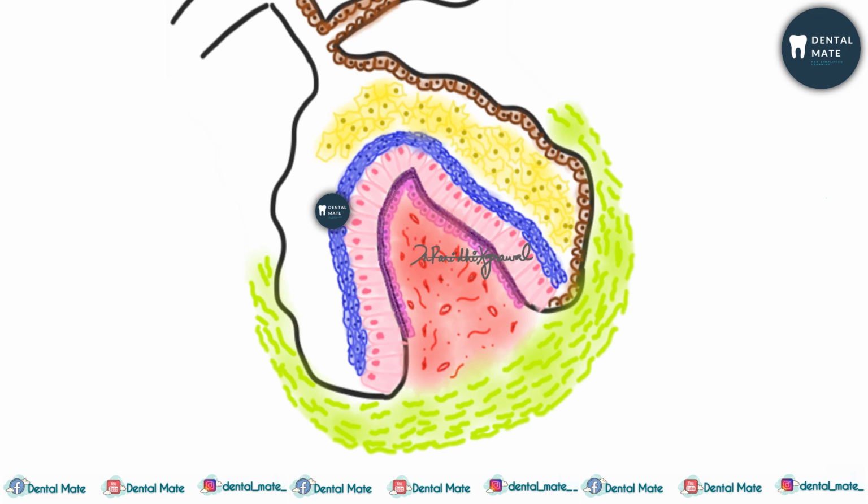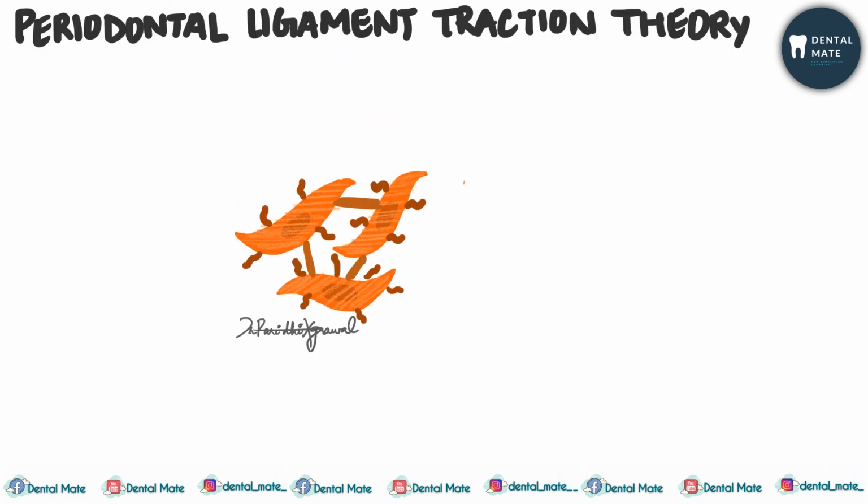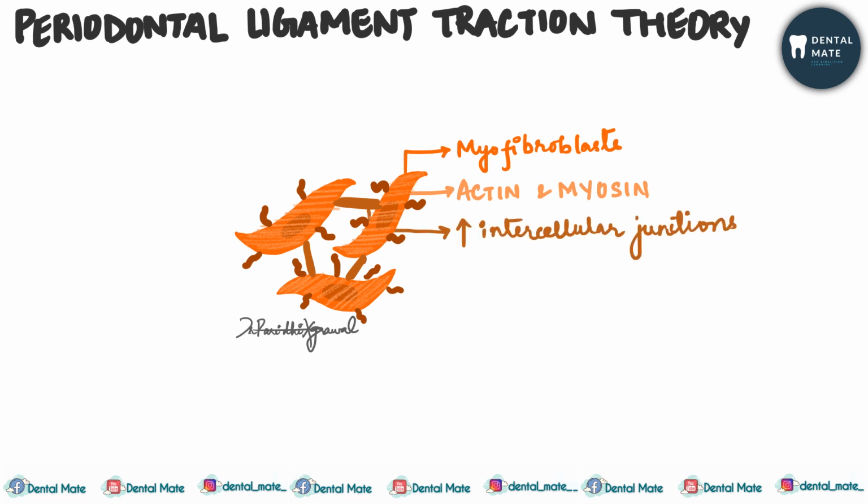Now, what happens is that the dental follicle, as it develops, the periodontal ligament contains myofibroblasts. These myofibroblasts show certain intracellular contractile filaments, that is actin and myosin. Along with that, they have an increased number of intercellular junctions, and they have fibronexus, which is a specialized structure providing connection between the collagen fibers and the intracellular filaments of the fibroblasts.